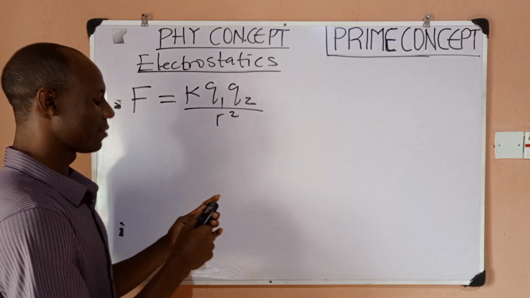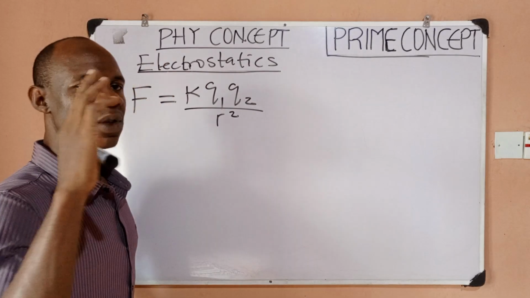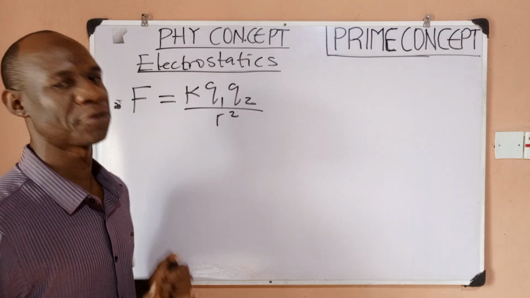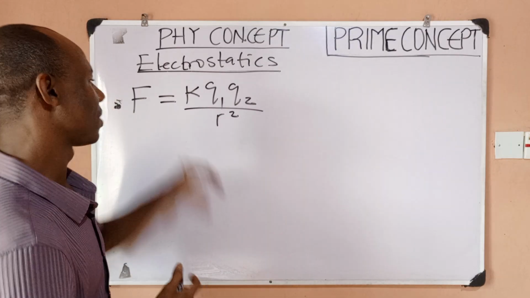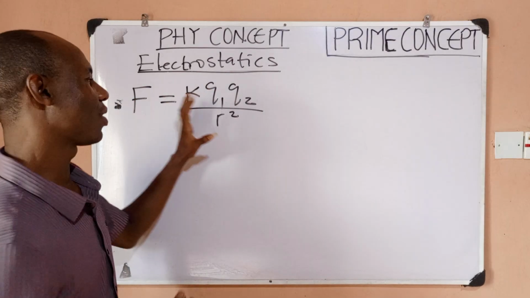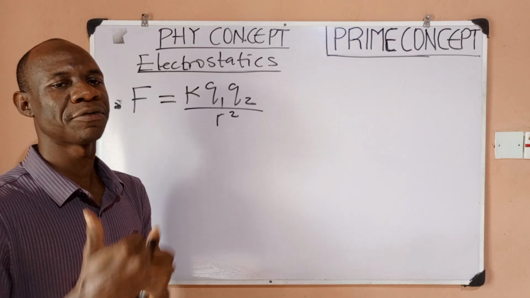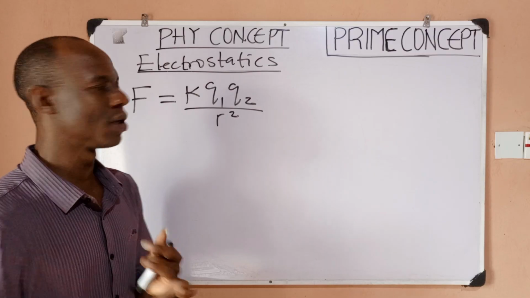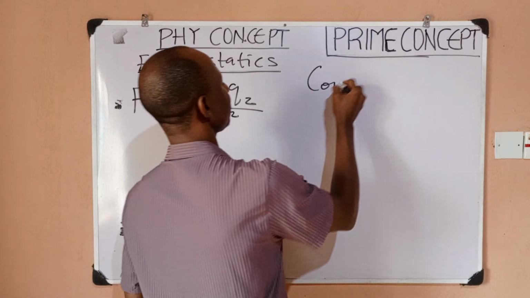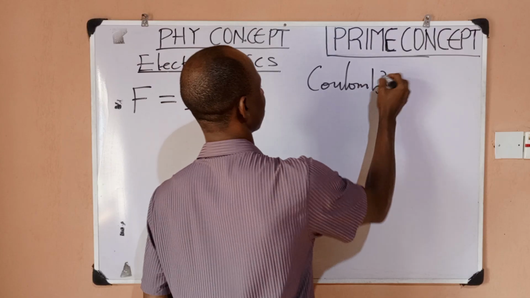Now, we want to advance in this video. We'll be considering what we call Coulomb's law in vector form. This formula only gives us the magnitude or size. We want to consider another formula that will give us the direction. So that is what we refer to as Coulomb's law in vector form.